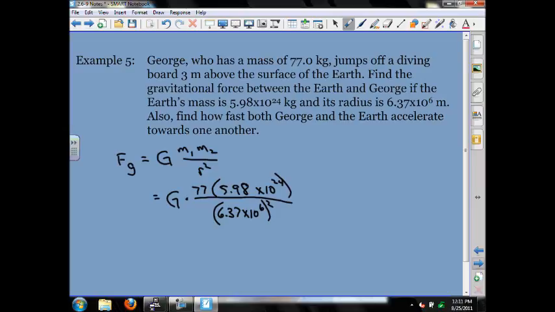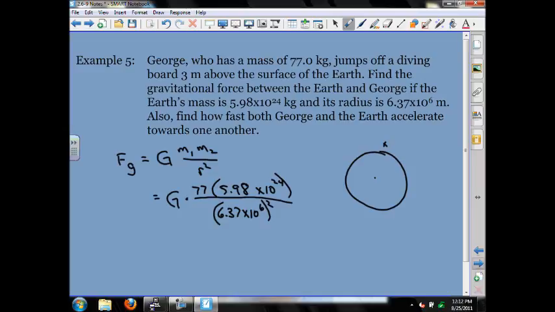Yes, because we're talking about distance from centers. So even though you're right next to Earth's surface, the distance you are from the center of the Earth is 6.37 million meters. It's the same as the radius. So any object that is on or close to Earth's surface, we will use the radius of the Earth to approximate its distance.